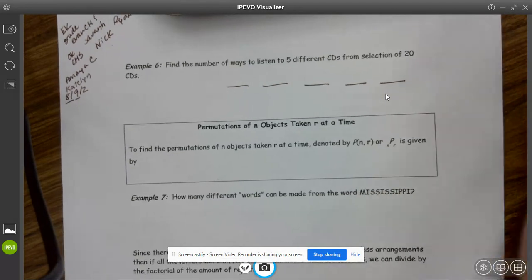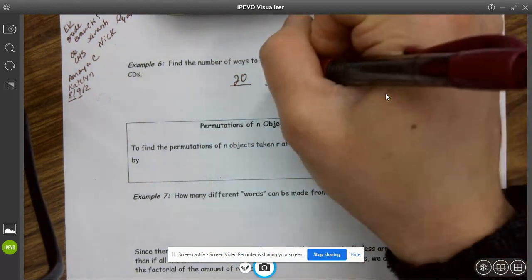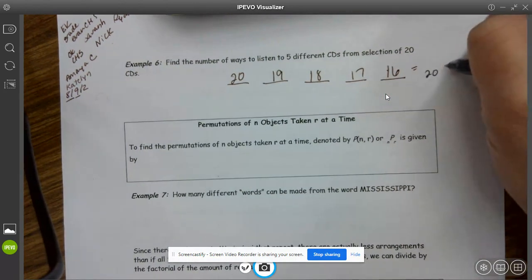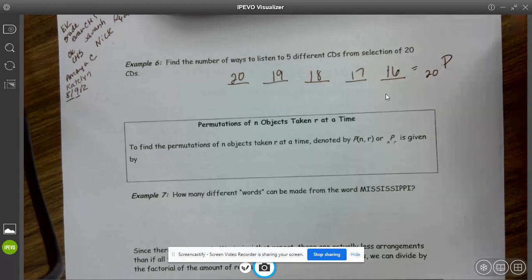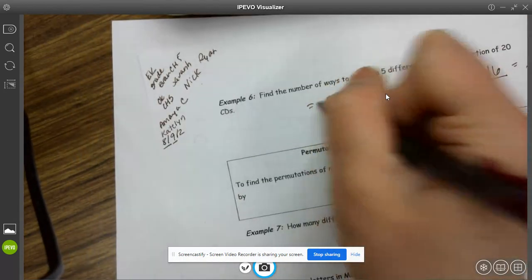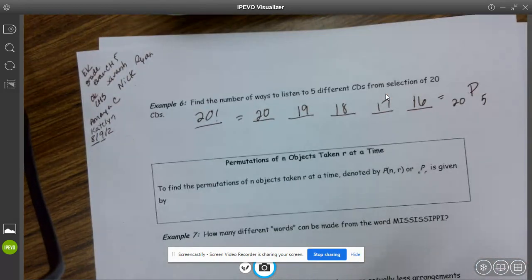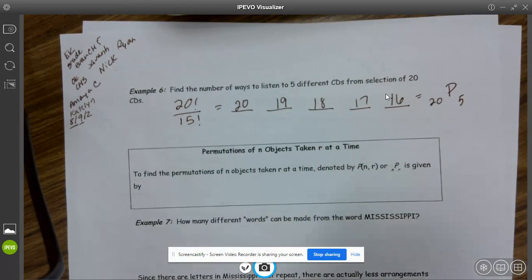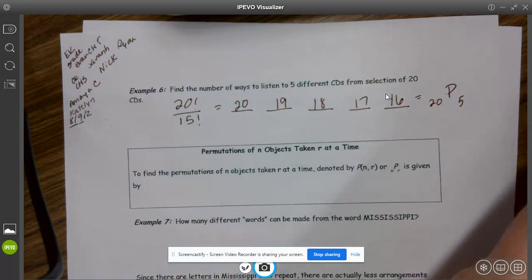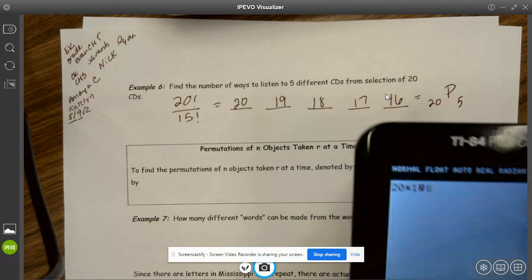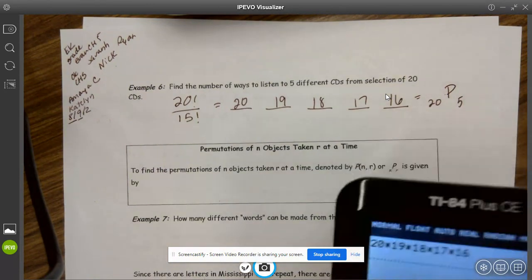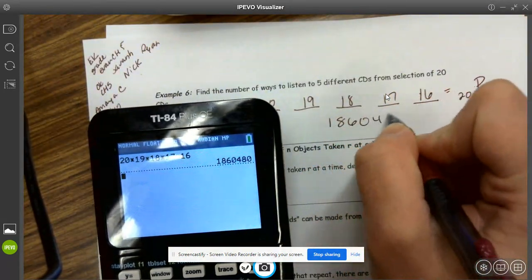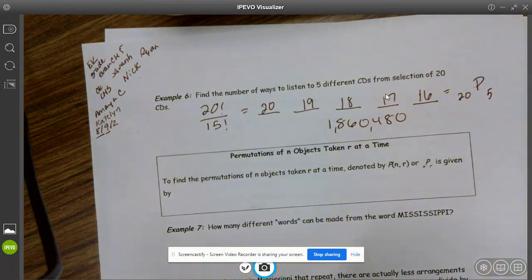Anyway, you have 20 CDs to choose from, and then when you choose one, you have 19 left, and then 18, and then 17, and then 16. That is the same thing as saying I have 20 CDs, order matters, so I'm using permutations, and I'm taking 5. That is the same thing as saying I'm going to use 20 factorial, but I only have 5, so 20 minus 5 is 15 factorial I get rid of. These are all going to be the same. So 20, I'm just going to do this because it's easier, times 19 times 18 times 17 times 16. Some methods will be easier than others in different circumstances. There's over a million ways, okay?